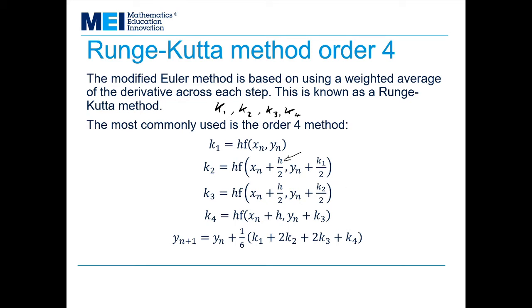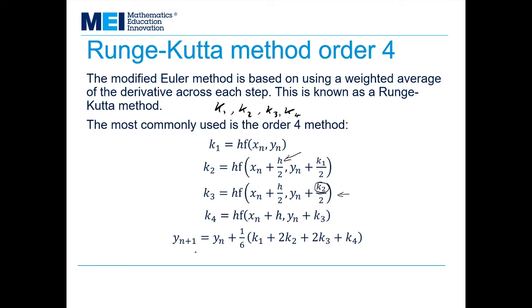For K3, I'm also looking at a step halfway along the distance, but this time I'm using the K2 value that I've just found and putting that in to get my estimate for the gradient. And then my final estimate for the gradient is based on the full interval, so xn plus h and yn plus K3, the value that I worked out at the third step here. And then all of these are put together.